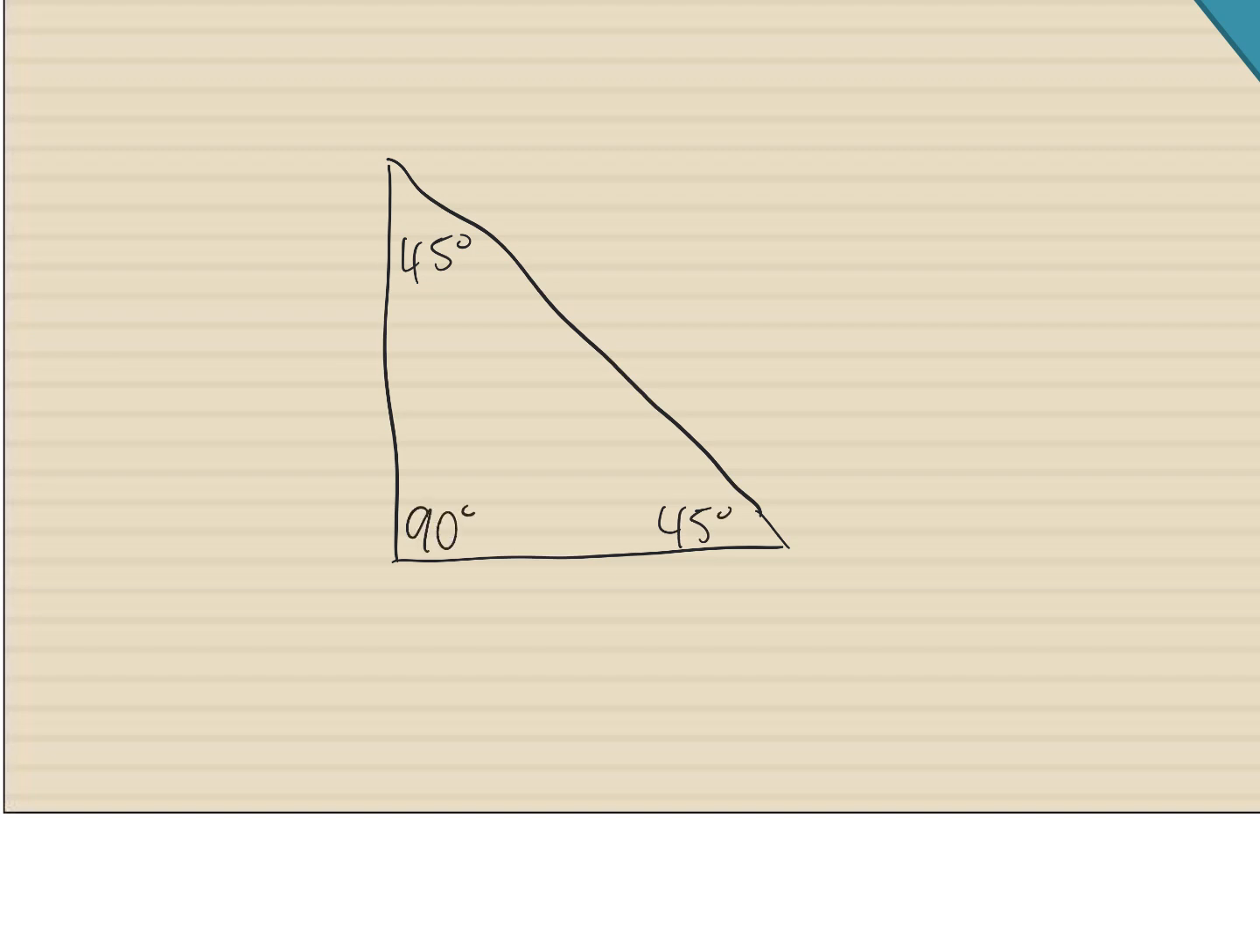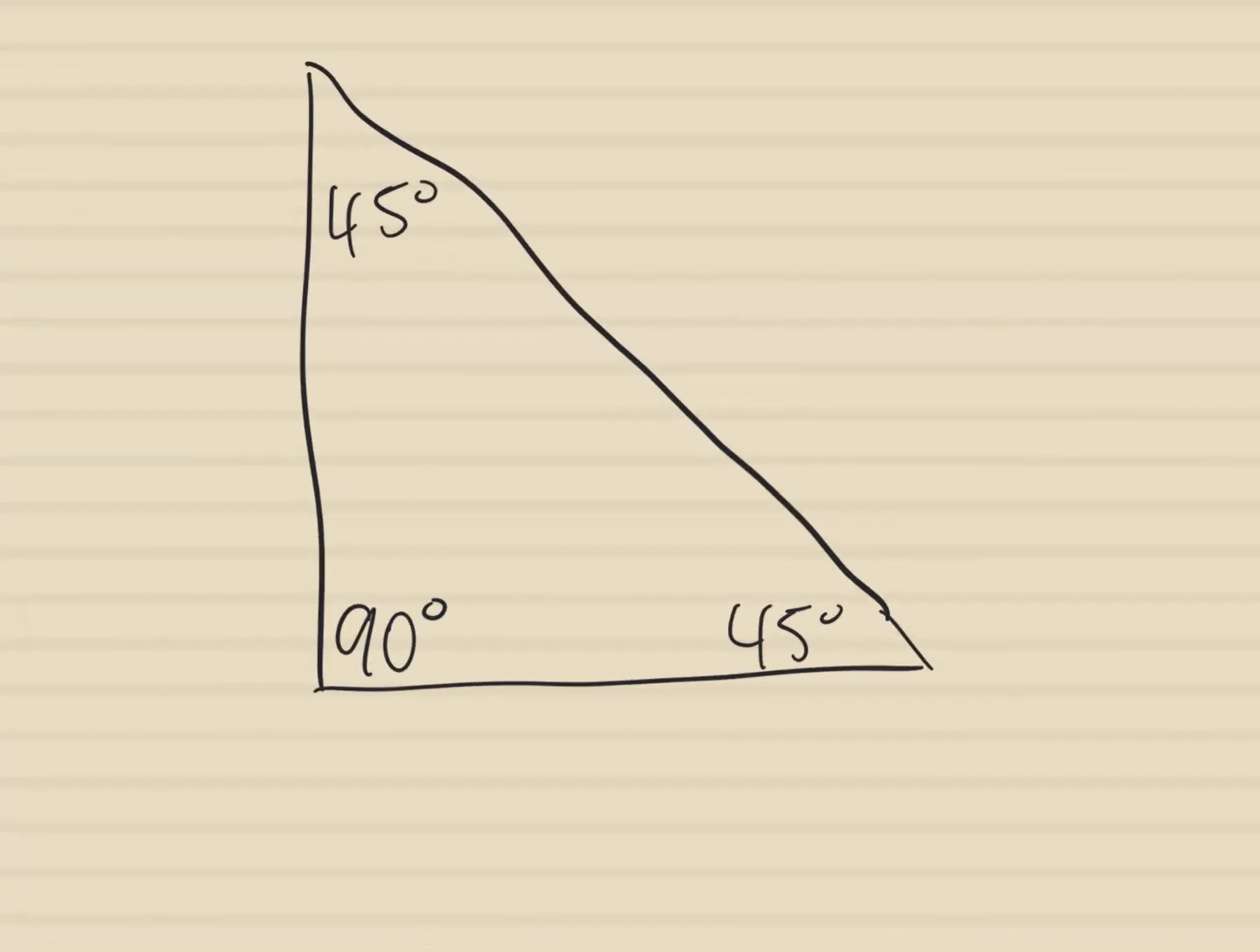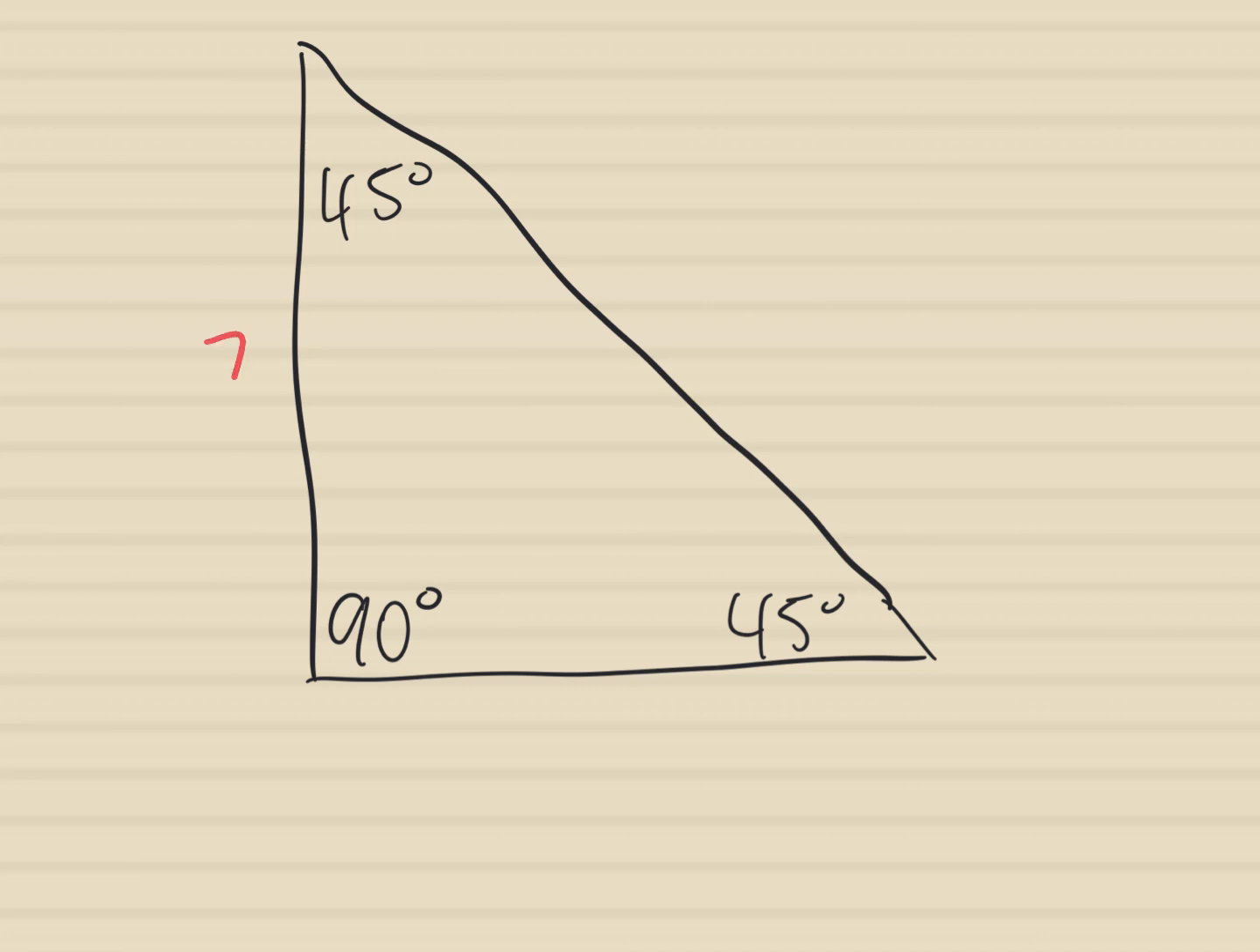So draw another right triangle. We're going to say this is 45 degrees, this is 45 degrees, this is 90 degrees. And we're going to be given that this is 7. And we're asked to find x.